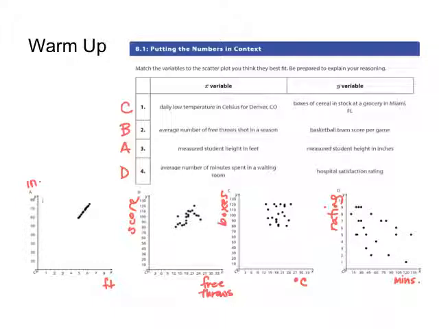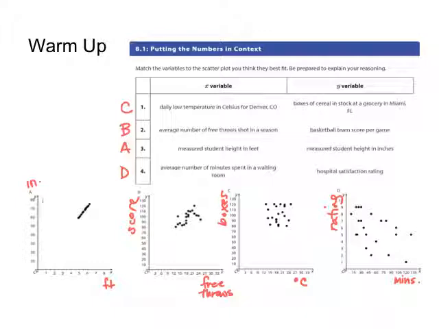C is the one that's the most scattered, and here the x variable is the daily low temp in Celsius for Denver, Colorado, so the temperature, and the y-axis is the number of boxes of cereal in stock in Miami, Florida. So they're not even in the same city. And what do boxes of cereal have to do with how hot or cold out it is?